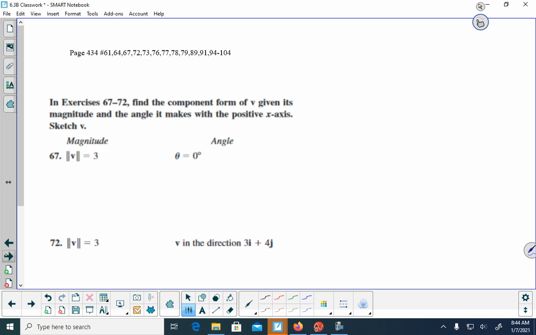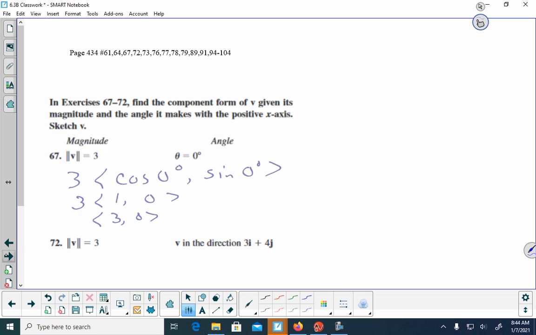This number 67 says find the component form of b given its magnitude and its angle. All I'm going to do is take the magnitude, which is 3, and take the cosine, because that's my x value, the cosine of 0 degrees, sine of 0 degrees. I'm hoping you remember your unit circle. The cosine of 0 degrees is 1, the sine is 0. So my component form is just going to be simply 3, 0.